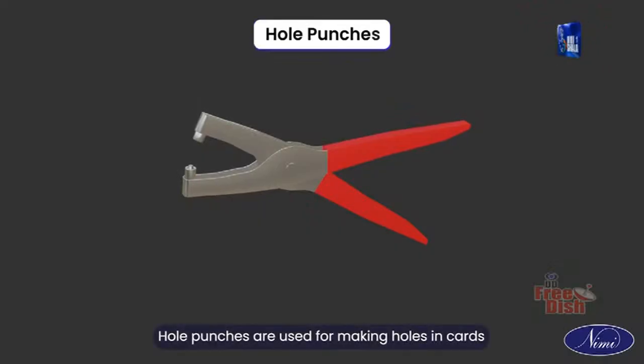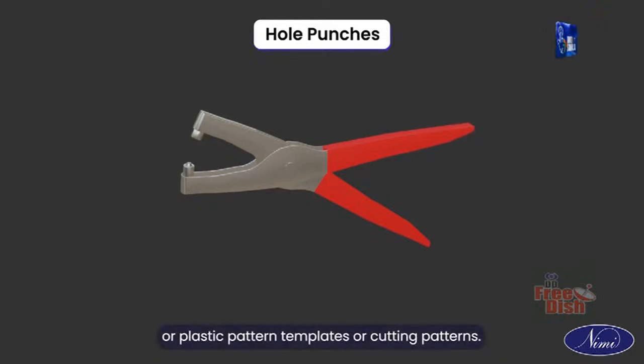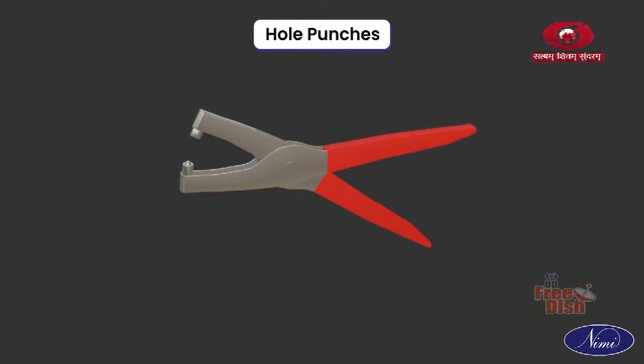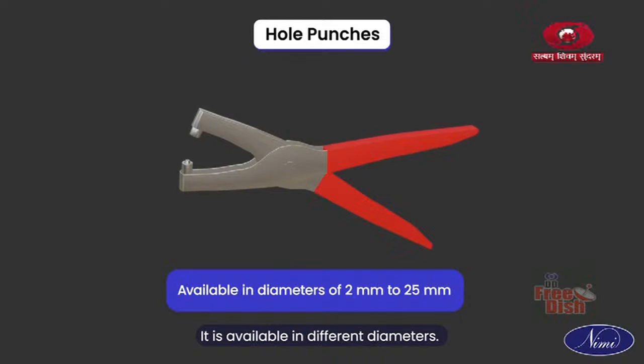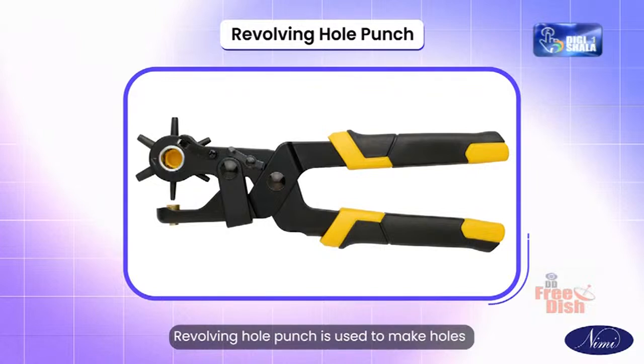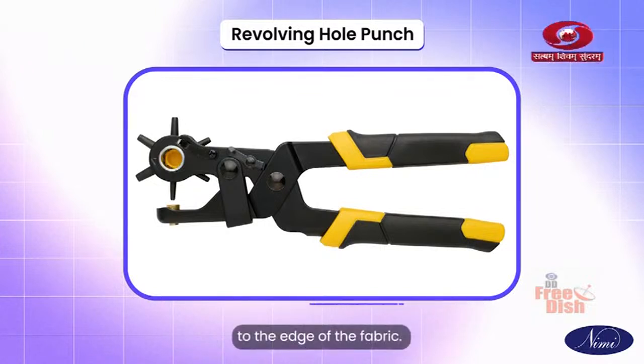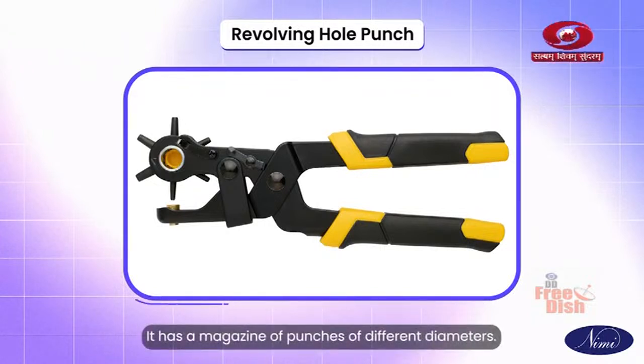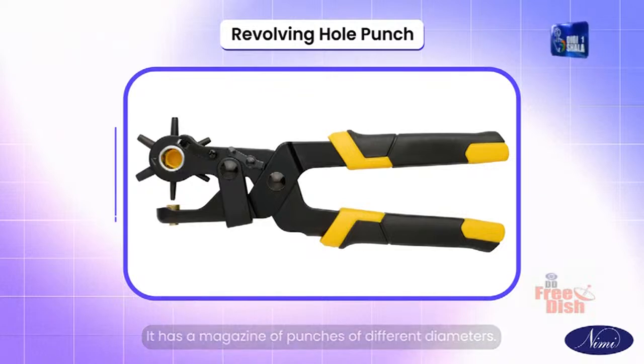Hole punches are used for making holes in cards or plastic pattern templates or cutting patterns. It is available in different diameters. Revolving hole punch is used to make holes close to the edge of the fabric. It has a magazine of punches of different diameters.